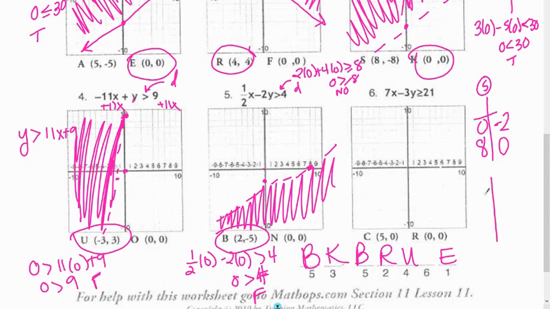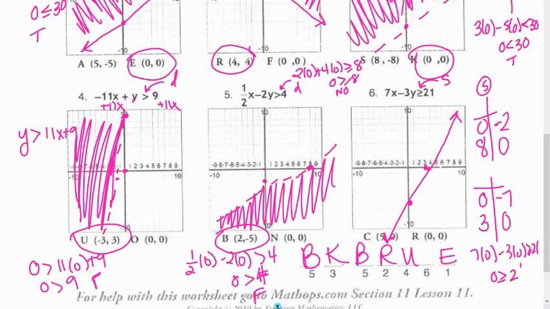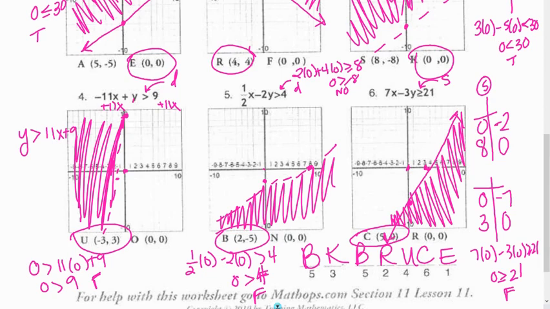And last one, I'm going to make a t-table for again. So if I plug in, I get negative 7 here, positive 3. Those are really hard to see, so hopefully that's mostly correct. This here means a solid line. Okay, I'm going to try 0, 0. So 7 times 0 minus 3 times 0 greater than or equal to 21. Is 0 greater than or equal to 21? It is not. So I'm going to shade down here, which would mean that C is the right answer. And BK Bruce is the final answer.